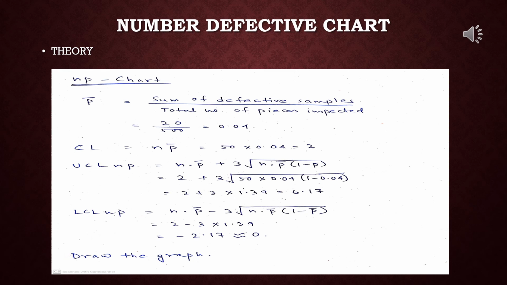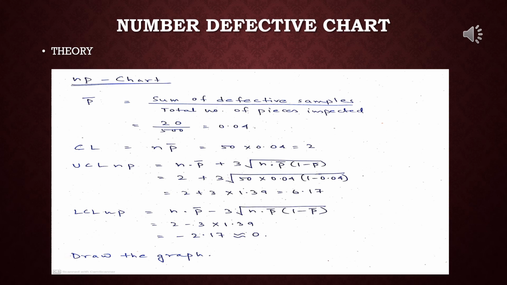Moving on from the P chart to the concept of the NP chart. There's a bit of difference between the P chart and the NP chart: unlike the P chart, the NP chart records the number of defects instead of the fraction or the proportion of defects. So here the total number of defects might be calculated in this particular NP chart.